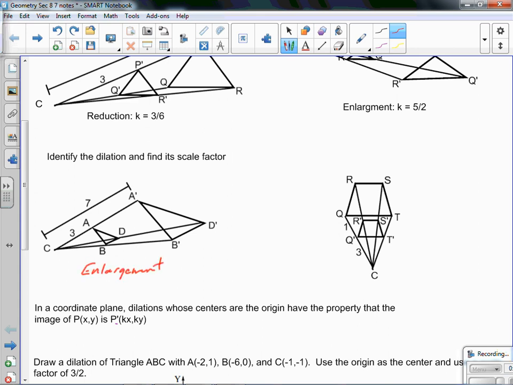And then the scale factor for the enlargement is going to be the distance from C to the prime over C to the original. So what's the distance from C to the prime value? C to the prime is 7, and that's over C to the original, which is 3. So it's an enlargement with a scale factor of 7 over 3.